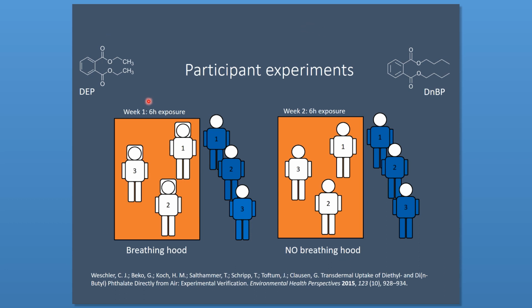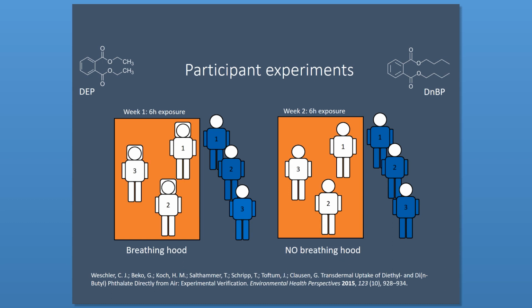So essentially what they did was they had these participants, these volunteers, go into a chamber with an elevated concentration of these chemicals. But note that I have these little space people here, they have this square over their heads. That means they're wearing a breathing hood. And the reason for the breathing hood is to provide them with clean air so that whatever is seen in this experiment in terms of absorption from the air comes from dermal uptake only, through the skin.